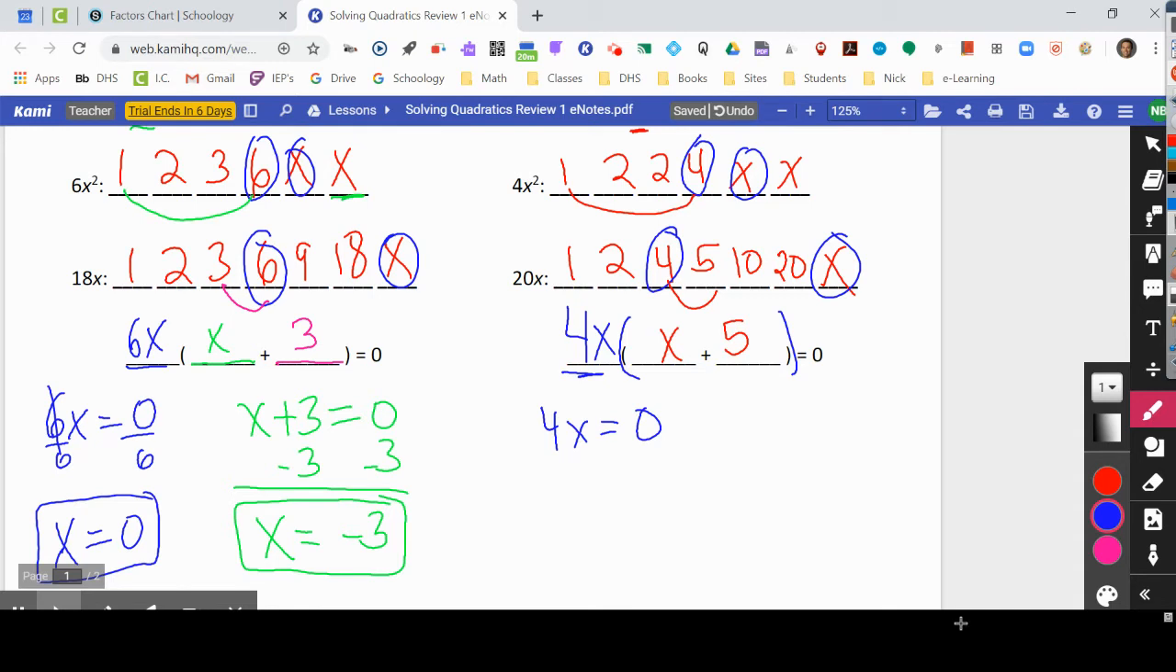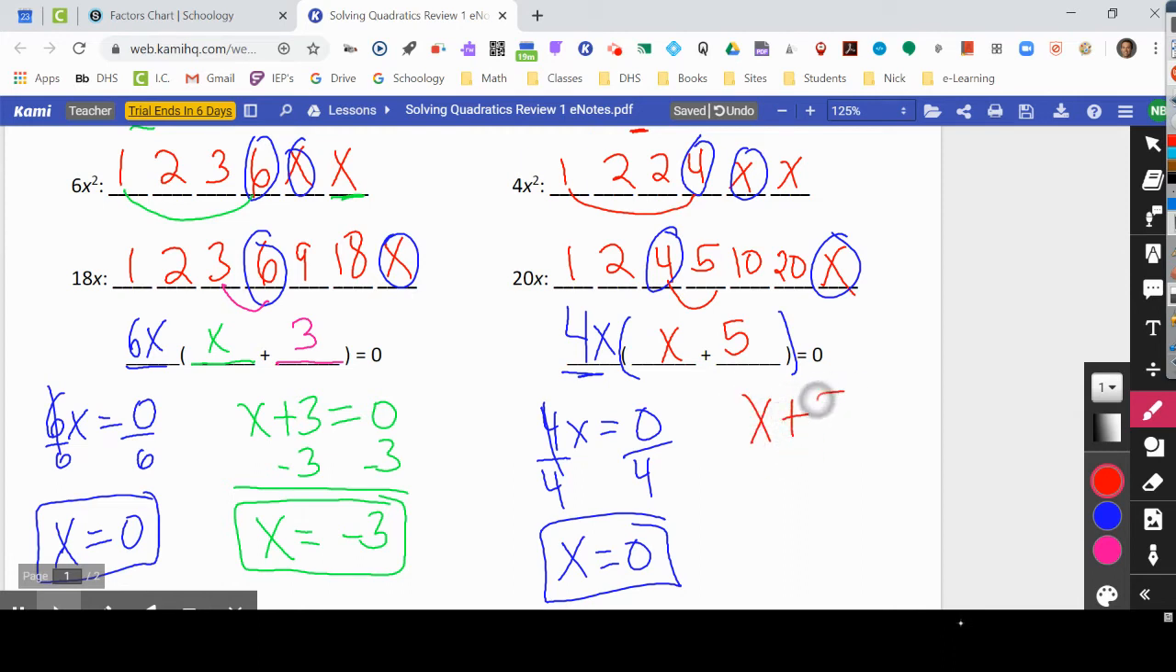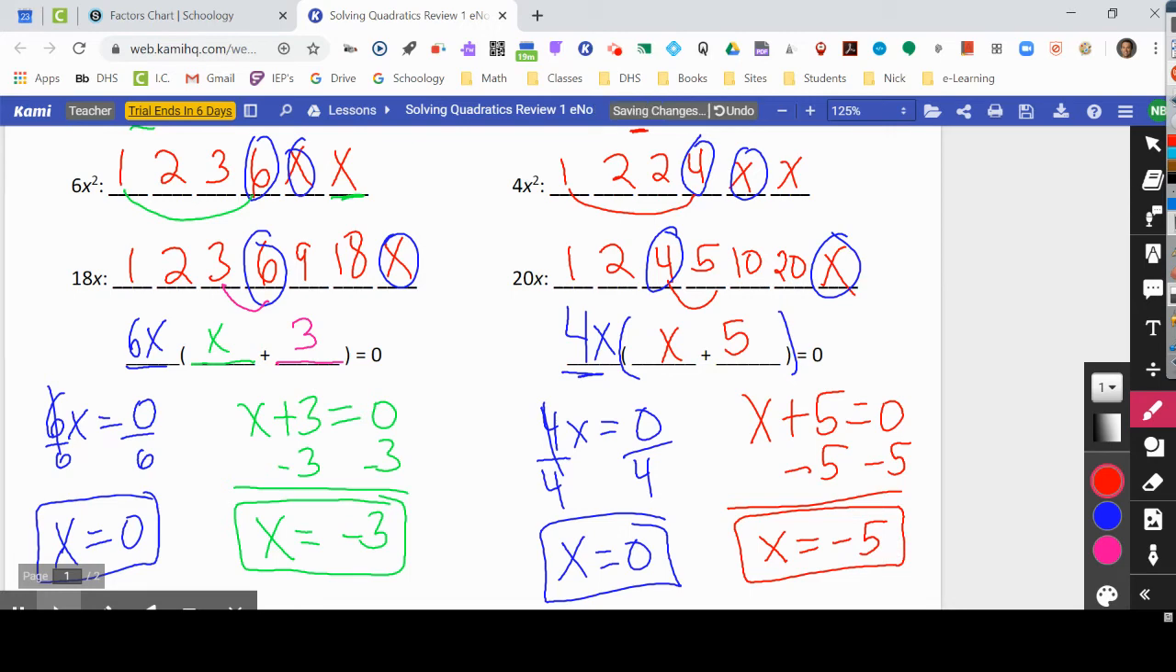4x equals 0. To solve this, we divide by 4. So here we get x is equal to 0. And now we have x plus 5 equals 0. That's going to be my second equation. Again, to solve this, I'm going to subtract 5 from both sides, and we get x is equal to negative 5. So those are my two solutions here.